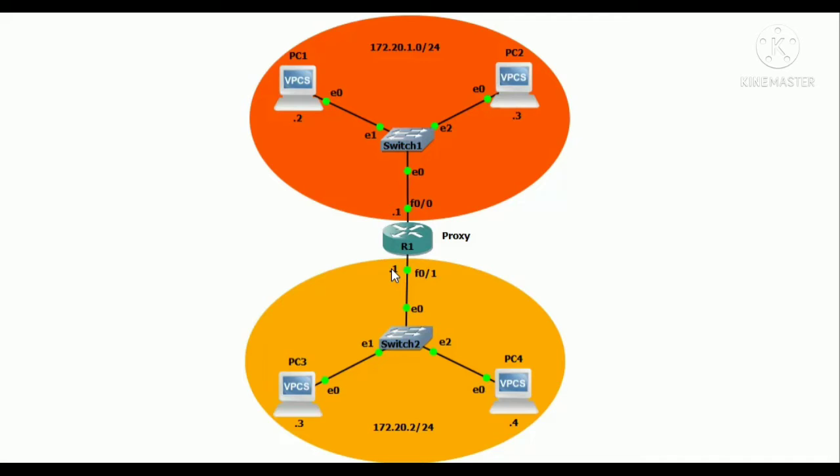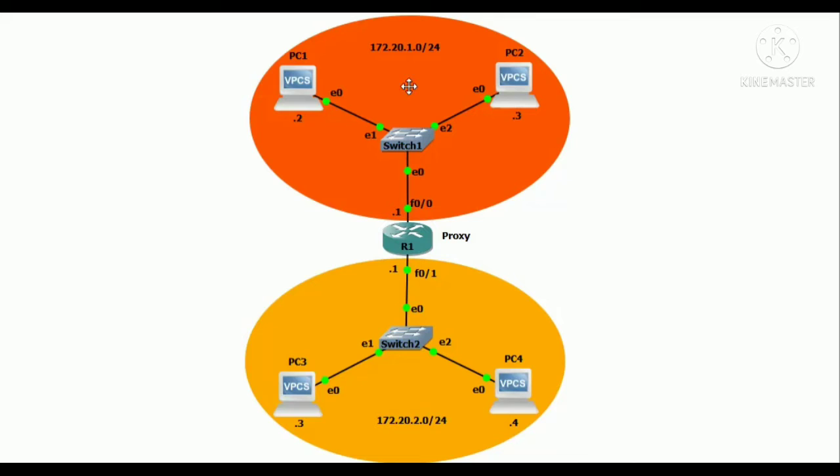Here is a scenario for you to understand proxy ARP clearly. Here you can see the network 172.20.1.0/24. This is one subnet, and the other subnet is 172.20.2.0/24. So this is two network and this is one network, so they belong to different subnets.